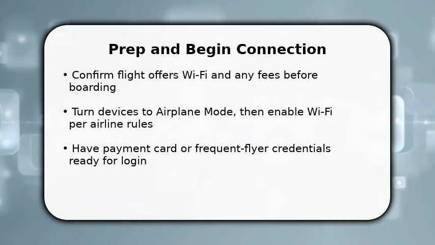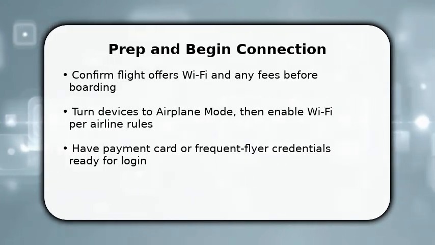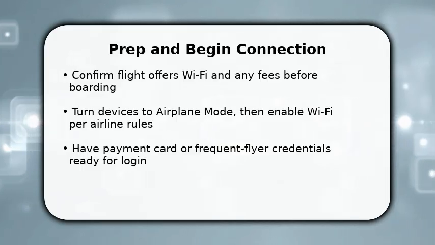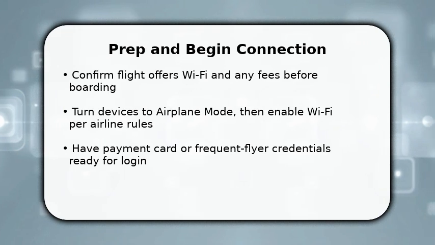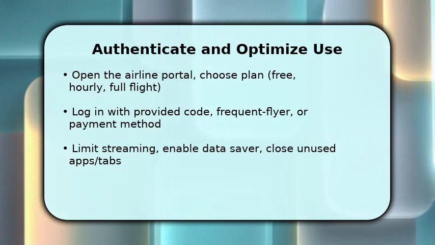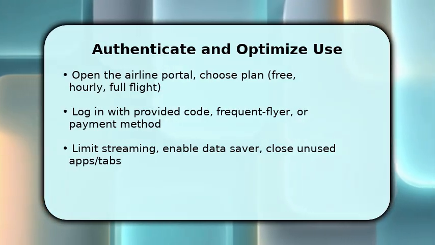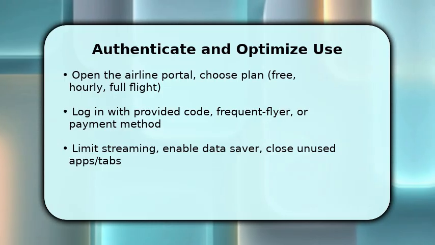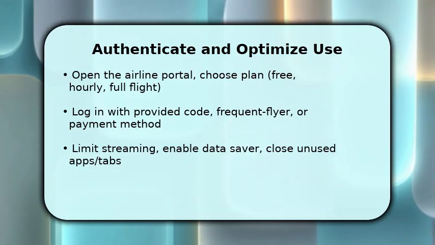You'll often see a captive portal. Make sure to have a card or account info ready, because the login page usually requires quick input before the session window begins. Once connected to the SSID, open your browser to trigger the portal and choose a plan that matches your needs. Sometimes free messaging or hourly passes are available. You'll authenticate with a code, frequent flyer login, or payment. Input details carefully because errors can lock the attempt.